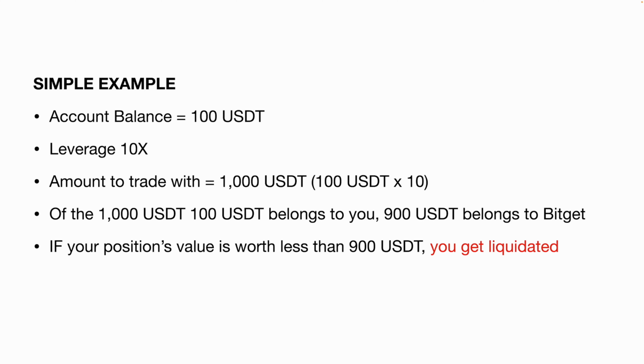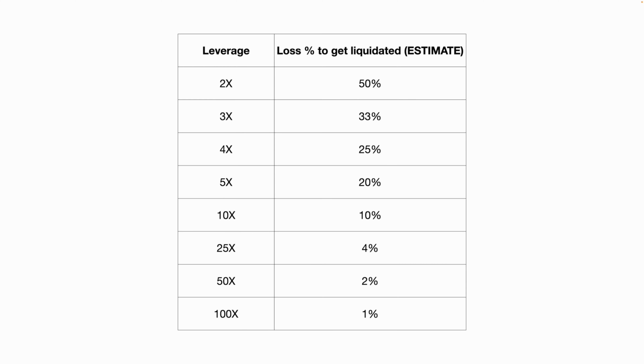If or when the market value of your trade becomes 900 USDT, then you get liquidated, meaning that you're forced out of your position and Bitget takes your 100 USDT and the 900 USDT is returned back to Bitget. This should make sense because you only had 100 USDT to play with. Bitget just let you borrow 900 USDT, which you have to pay back plus any interest. I've made a table illustrating the percentage moves that can get you liquidated based on your leverage factor. Keep in mind, this table doesn't account for interest, which brings me to my third point, which is funding.